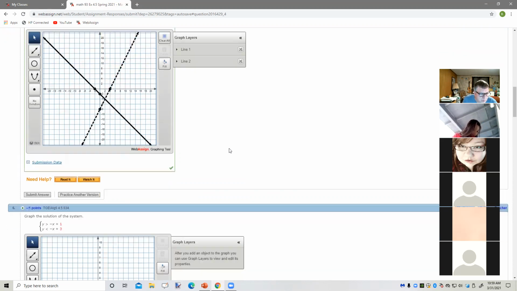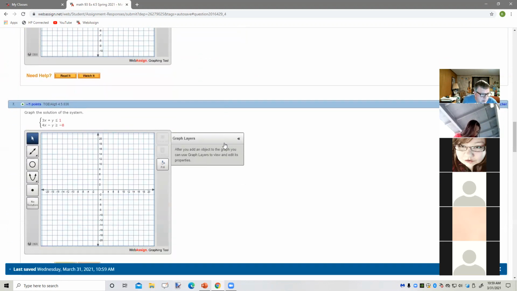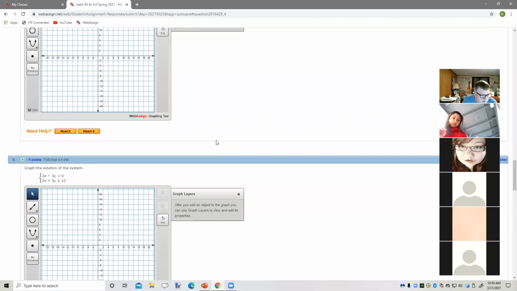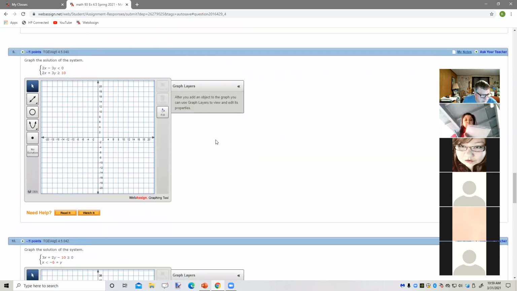Okay, let's do one more here in WebAssign. Let's find one that has not nice numbers. Let's do that one. What I mean by not nice numbers is we'll have some ordered pairs that are fractions, so I can reinforce what I talked about yesterday, going in and changing the coordinates. Okay, so we've got 2x minus 3y greater than 0 and 2x plus 3y greater than or equal to 10.